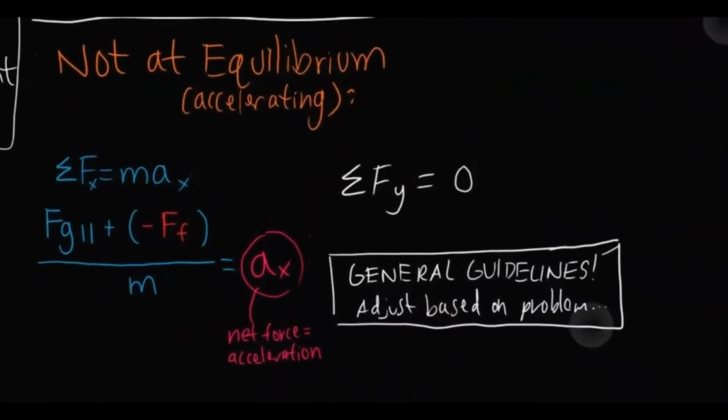And here's another thing for when the object is not at equilibrium, so when it's accelerating. So here, the problems can vary. These are just very general guidelines you want to follow, and you want to adjust it based on the problem. So usually net force in the y will be 0 because it's not going through the block, right? And when it does accelerate, that usually means there's a net force in the x direction. And so usually what that means is if there's not a rope or tension or something, then FG parallel will be greater than force of friction, which is causing that net force and therefore causing acceleration.